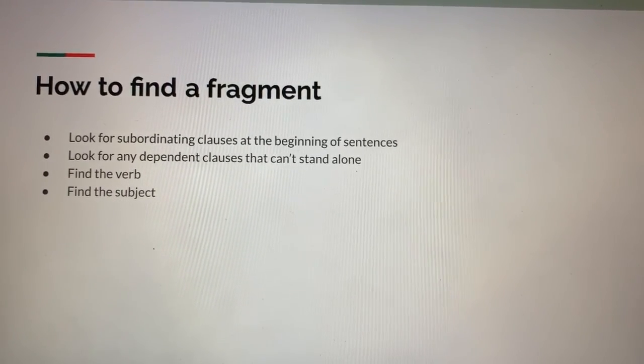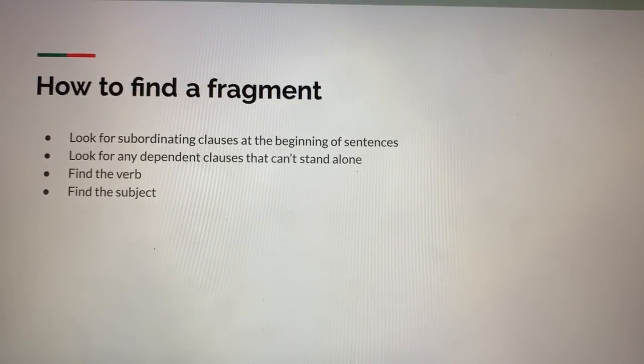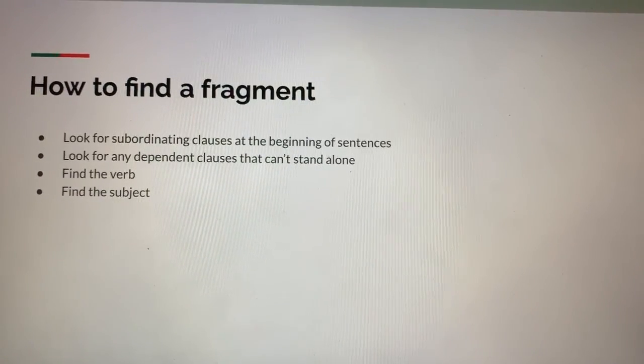And then find the verb, and if the verb's there, then it's going to be a complete sentence. And find the subject. If you can check off that the subject's there, it will also be a complete sentence, and you will not have any fragments in those.